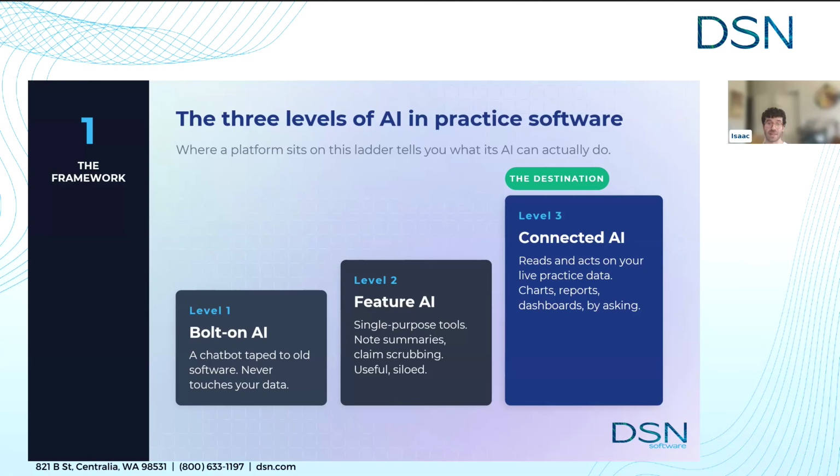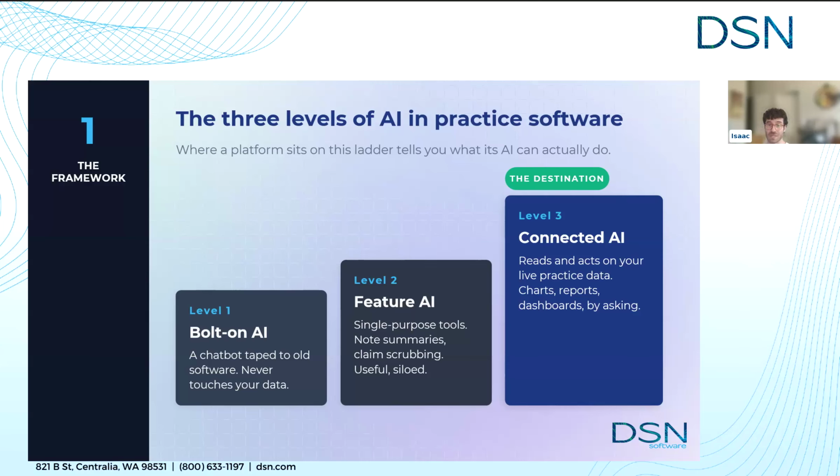Level 3 is connected AI. This is where the AI is wired into your live practice data. You ask it for a chart, it opens it. You ask it for a report and it runs. You describe a dashboard and it builds it out. At level 3, AI stops being a feature you use and starts being how you operate the practice at a more efficient level. The green tag up top says the destination, and that's exactly what level 3 is. Everything else we talk about today hangs off of this ladder.